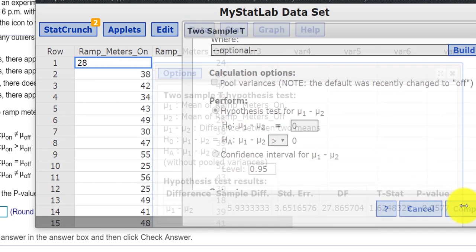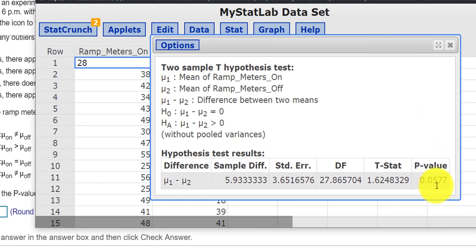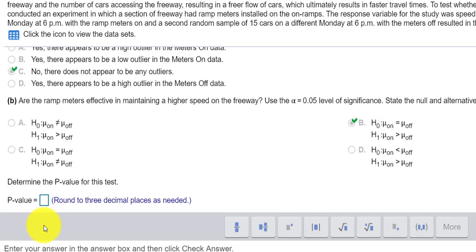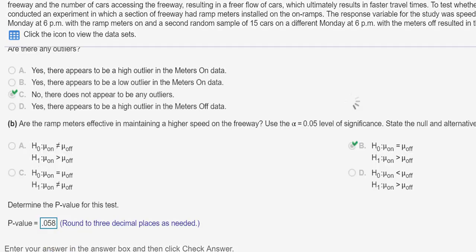I press compute, and my p-value is 0.0577. Oh, we have to round 3 places, 1, 2, 3, so we can make that an 8. I'll check my answer. We get the OK.